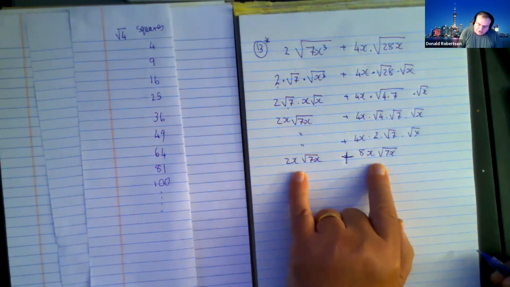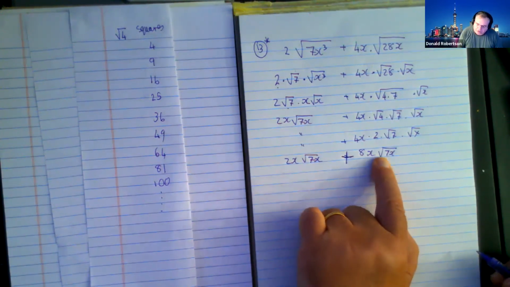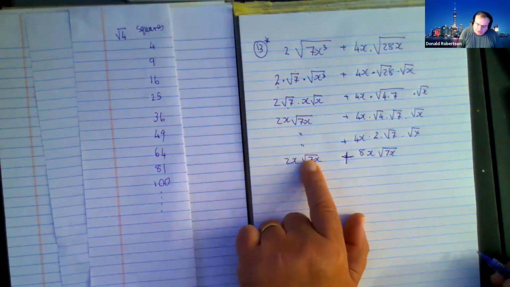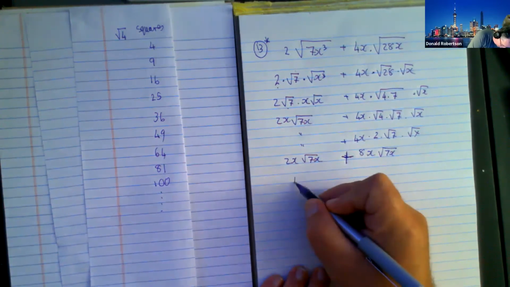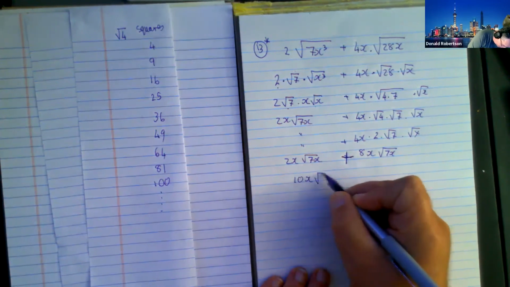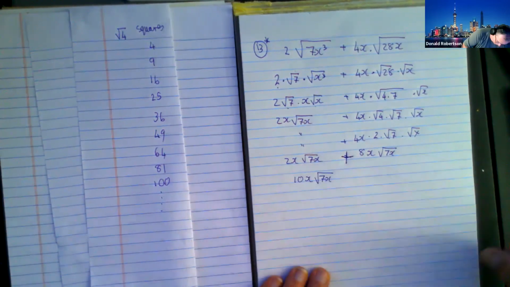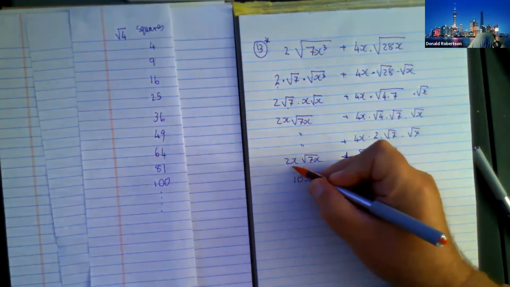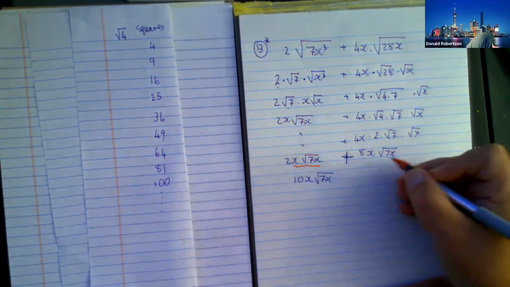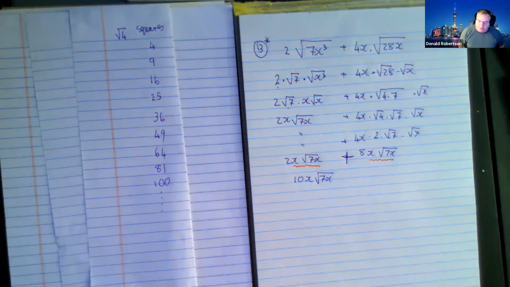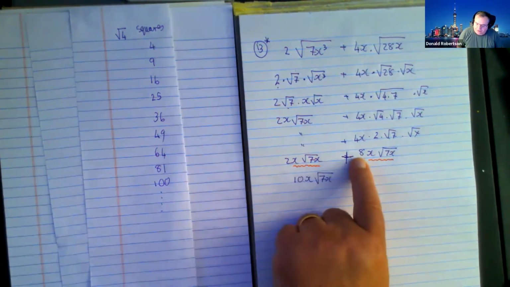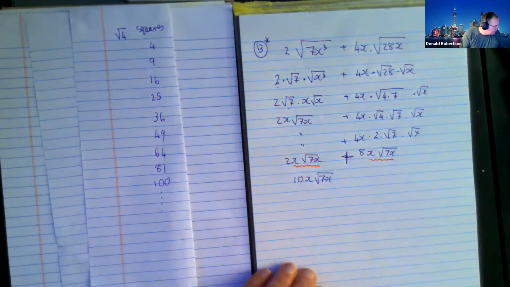And you notice that they're the same. x square root of 7x, x square root of 7x. You've got 2 of them, you've got 8 of them, so you combine them, you have 10 of them. Now you're only allowed to do that because they are similar terms. They both contain the same pieces, just different amounts. This has 2, this has 8, combined you get 10.